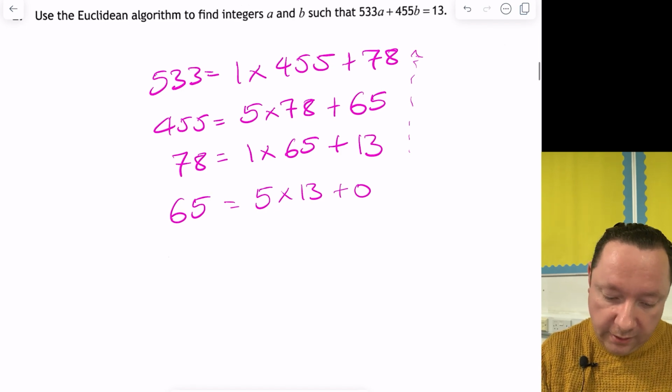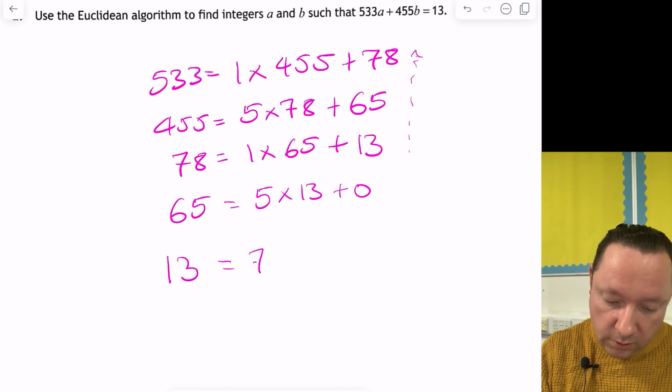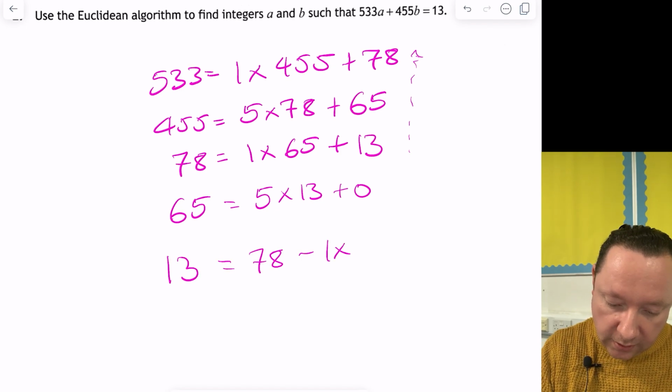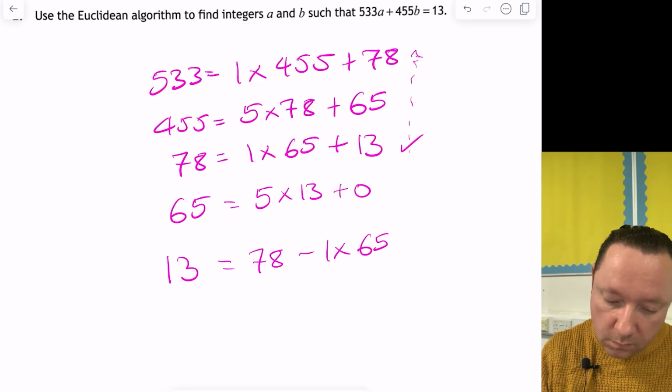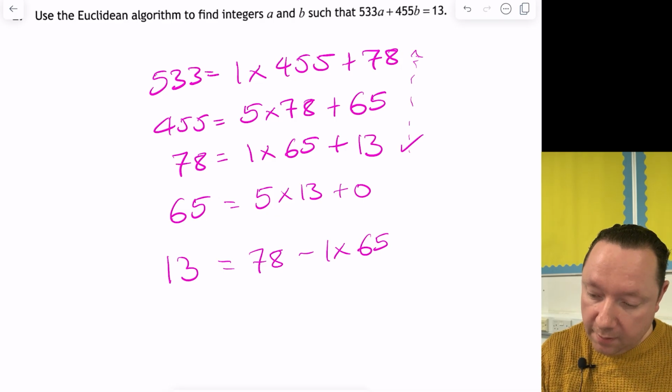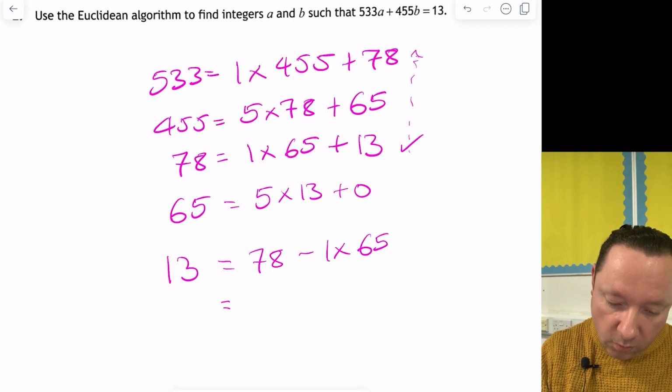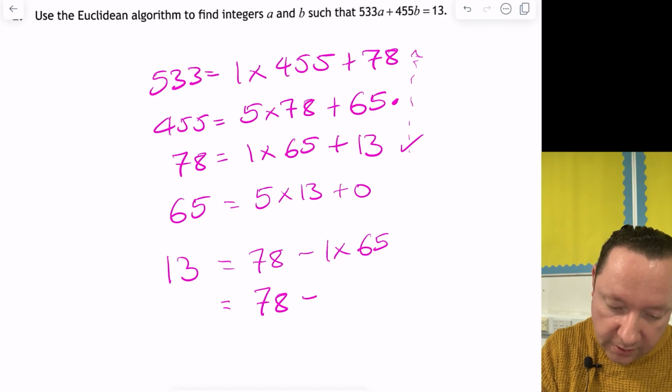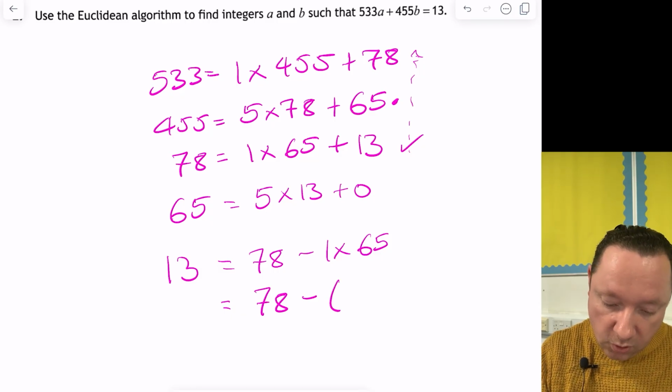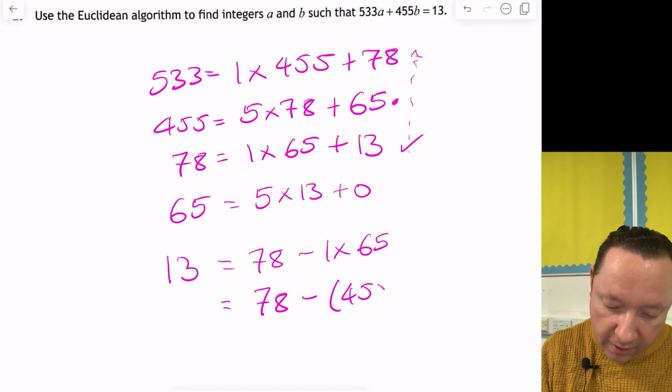So I've got 13 is equal to 78 minus 1 times 65. So that's using from here. Then we can go back a step further. That equals 78 still, and then rearranging this line for 65, you get minus 1 times, so minus, 455 minus 5 times 78.